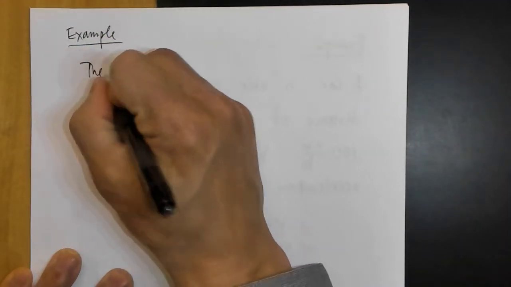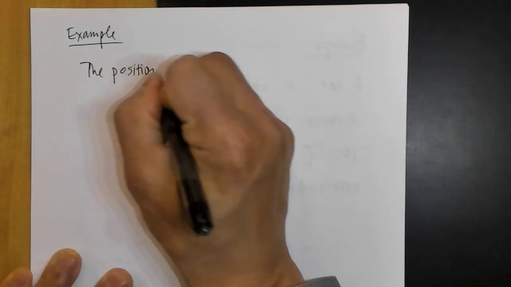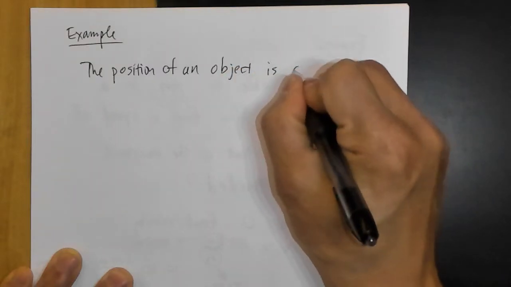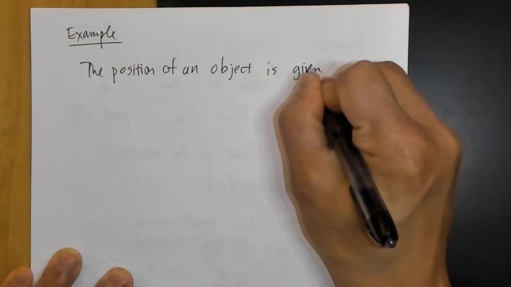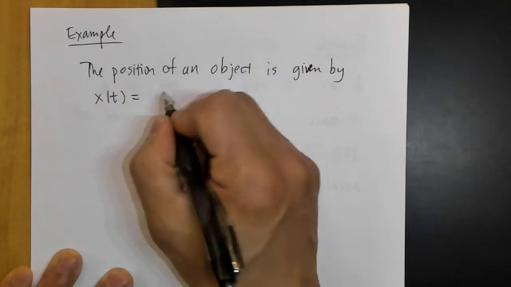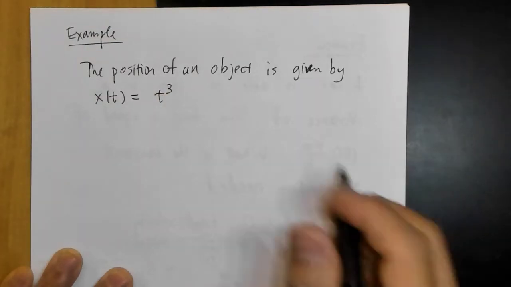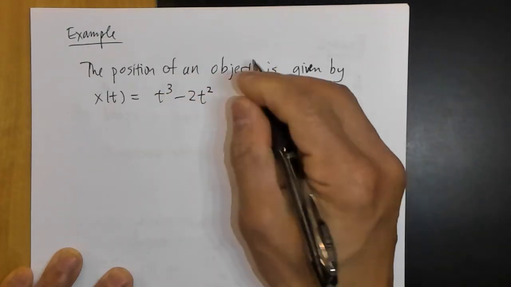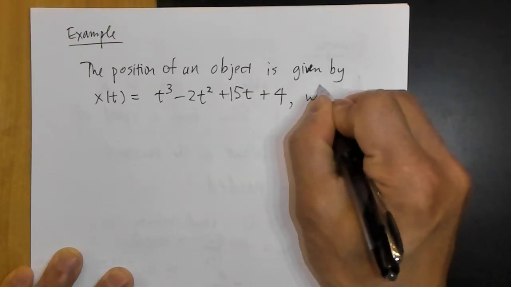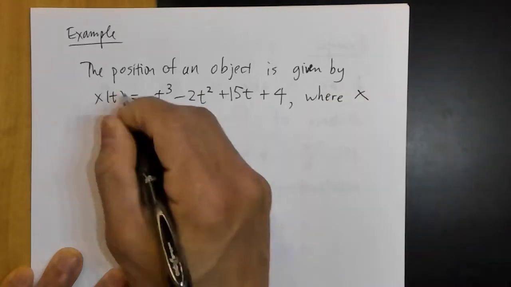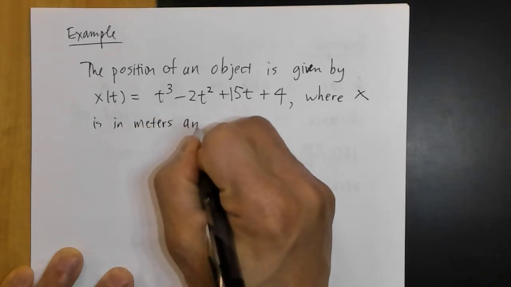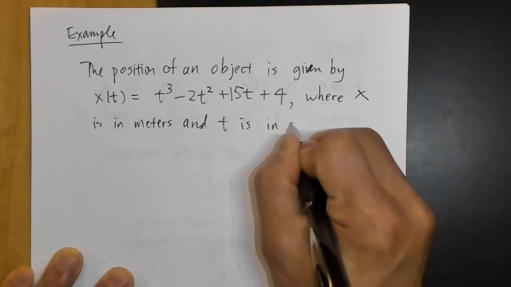Okay, the position of an object is given by x of t, so it's a function of time, is t cubed minus 2t squared plus 15t plus 4, where x is in meters and t is in seconds.